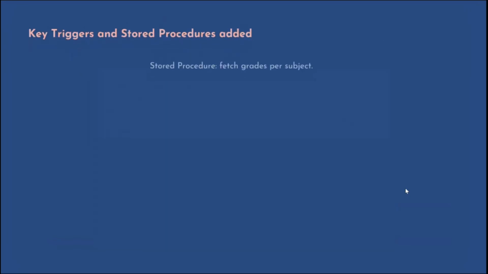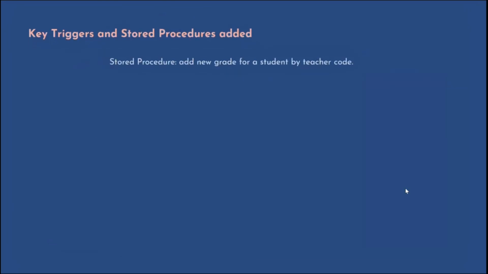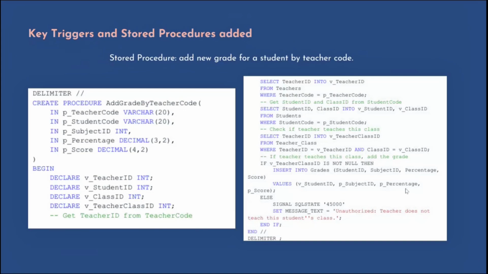A few notable stored procedures we can mention here. The first one is get student subjects grades by code, which takes the student code as the parameter. This retrieves all subject grades for a student. The next one is add grade by teacher code, which takes teacher code, student code, weight, and score as parameters. This allows teachers to add grades for students.